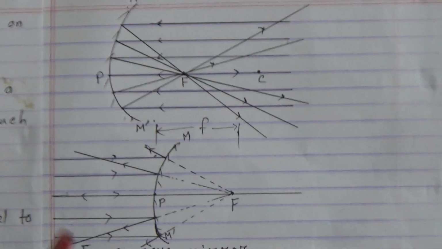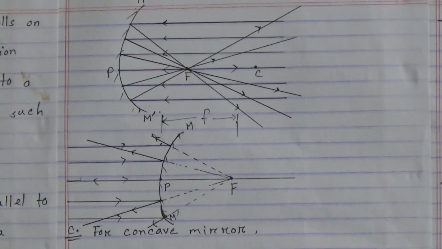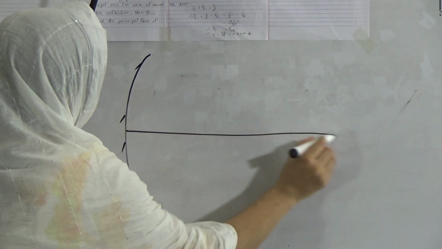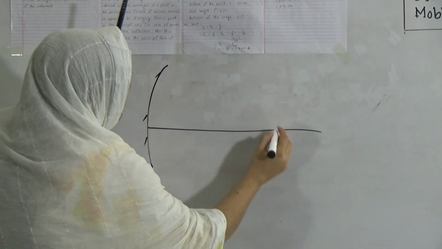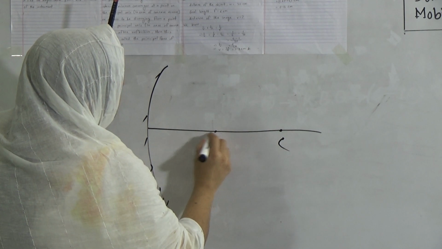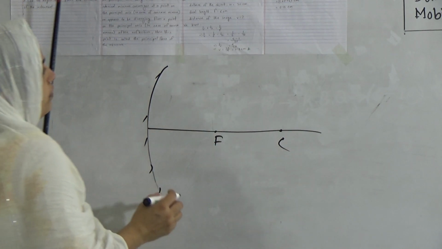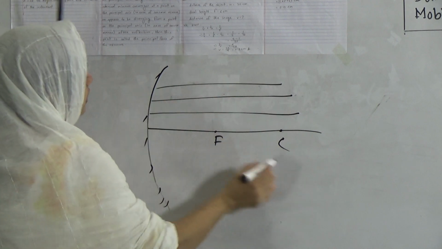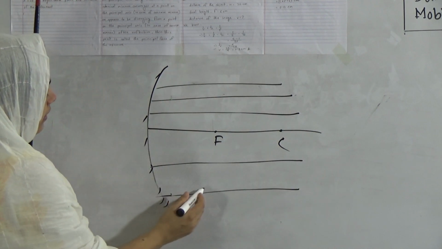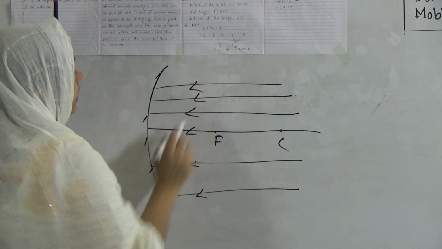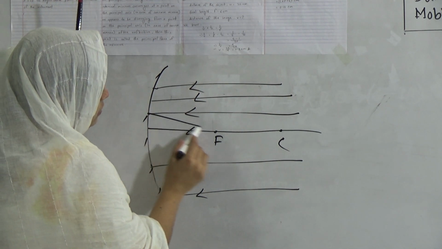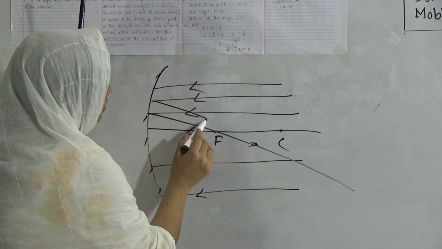Okay, see this figure, the principal focus of this mirror. First we will draw a figure of a concave mirror. Suppose this one is a concave mirror, and this is the principal axis, and this is the center of the curvature, and that one is the focal length. So my dear students, the parallel light ray coming is incident on the concave mirror, and after reflection it will go through the principal focus, the focal point.